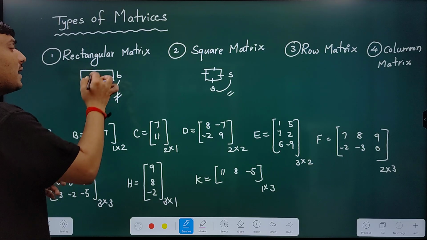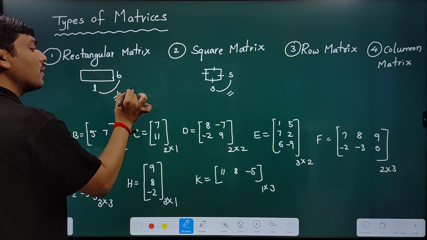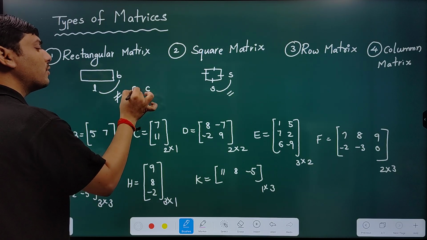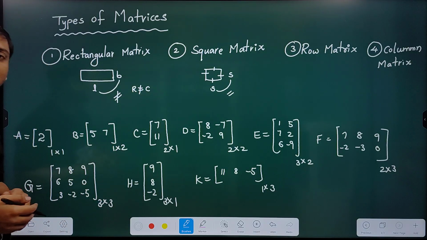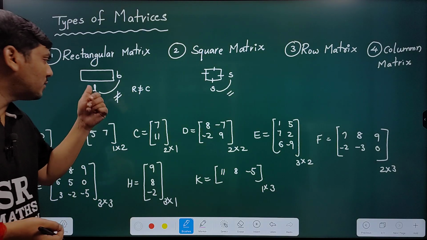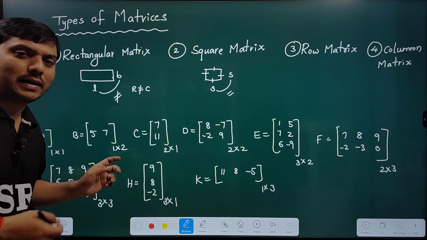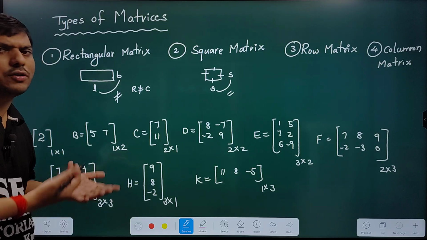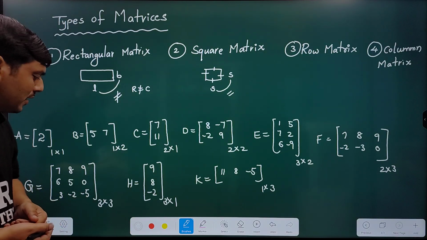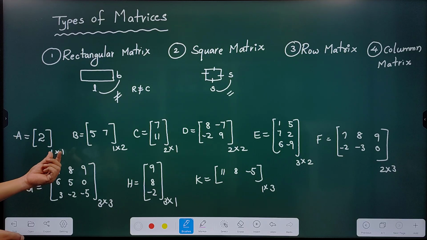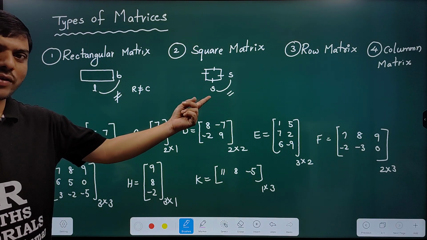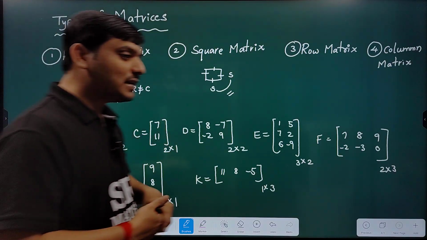So, in the concept of matrices, I take rows and columns in place of length and breadth. The replacement of length and breadth is rows and columns, or columns and rows. You can take any one. Now this is length and breadth, L and B, and their replacement is rows and columns. Whenever both are the same, that is a square. So matrix A is a square matrix.